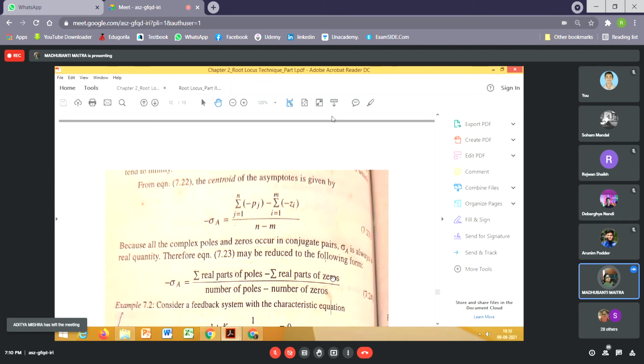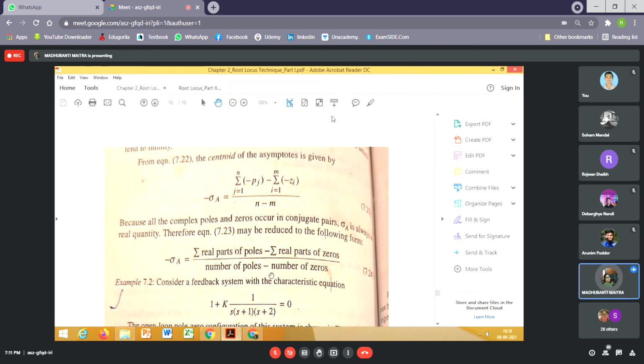That means for complex poles, we are not considering the imaginary part. For complex zeros, also we are not considering the complex part. So summation of real parts of the poles minus summation of real parts of zeros divided by number of poles minus number of zeros. So divided by n minus m. Clear? So with the help of this formula, we can find out the location of the centroid on the real axis, and hence we can draw the asymptotic straight lines.